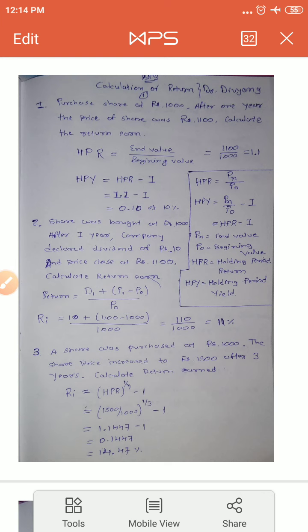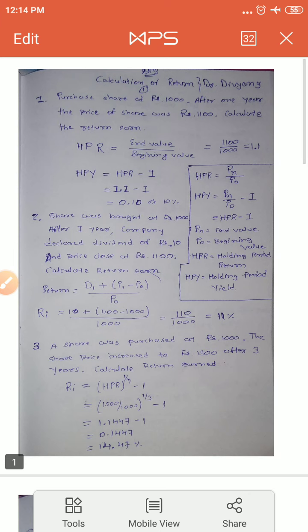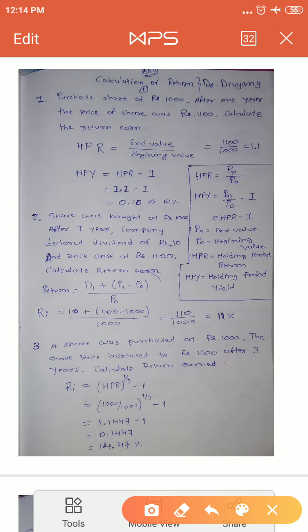Now in real life we are investing for more than 1 year. So let us understand how to solve the example in this situation. For that, the equation needs to be revised. This is the new equation: HPR raised to 1 by n, minus 1. Here n stands for the number of years. So let us understand this example.